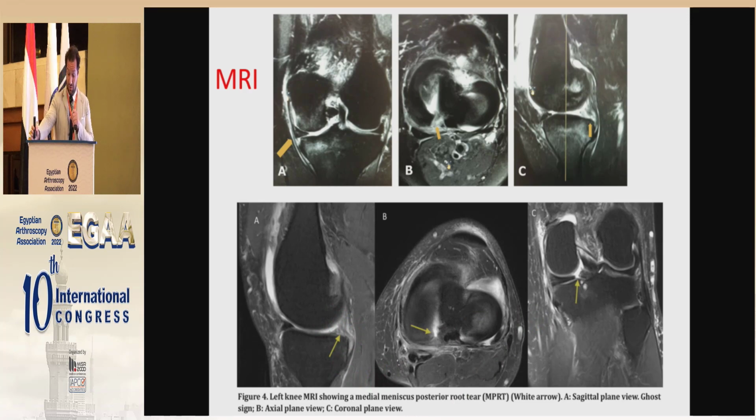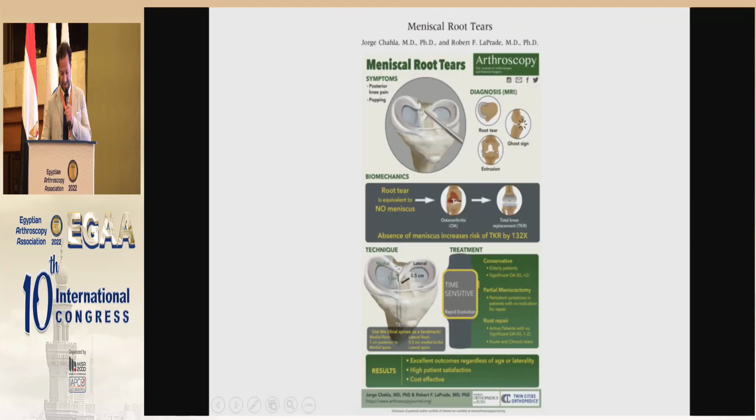Meniscal extrusion is also considered to be an indirect sign for a root tear, but more in the medial, because it's not so present in the lateral meniscus. Another important work says that a root tear is equivalent to not having a meniscus. And this means that absence of the meniscus increases the risk of total knee replacement by 132%.